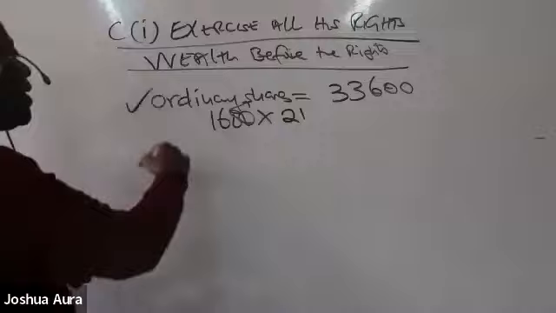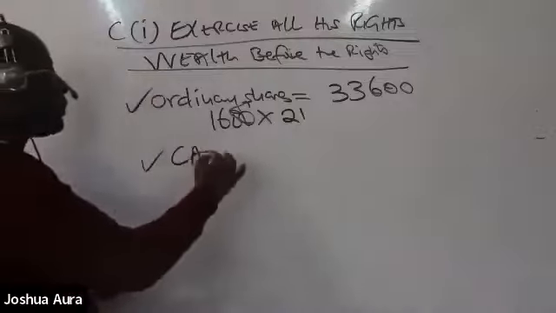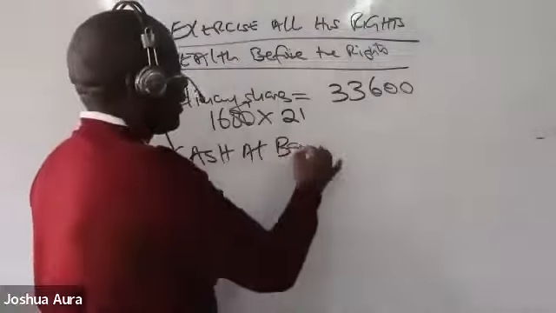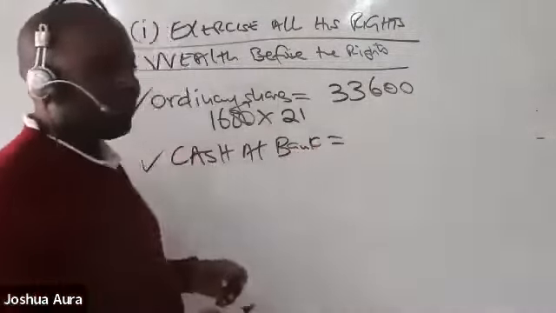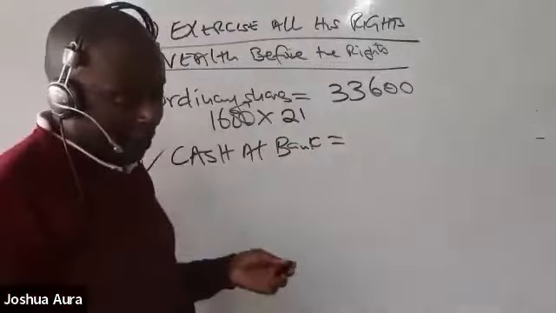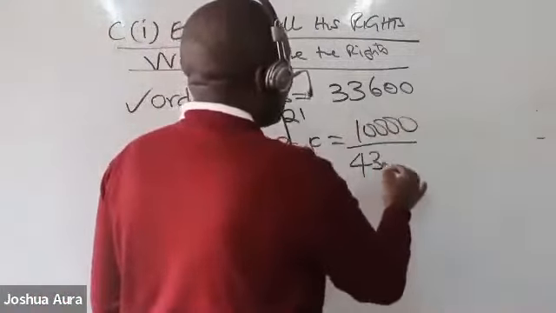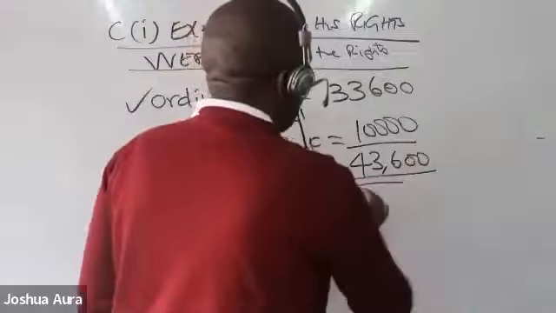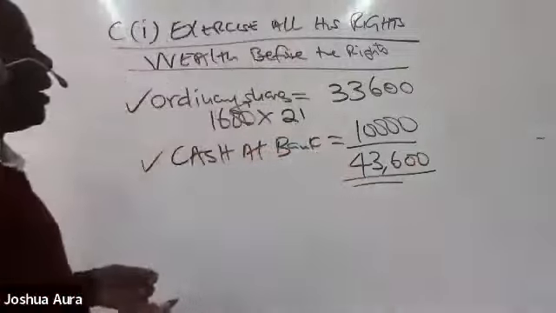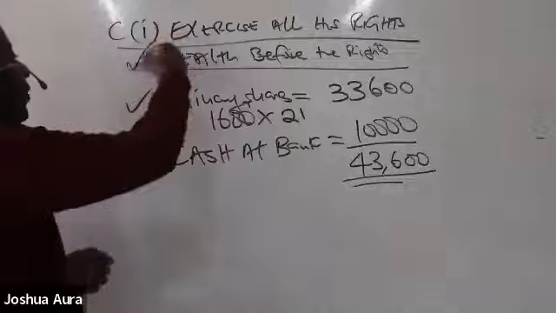So what else does he have? This guy has got some chicken. No, he has some cash at bank. Cash at bank of how much, somebody? 10,000, isn't it? Yes, cash at bank of 10,000. So in this case, his wealth is worth how much here, somebody? 43,600, isn't it? This is the first thing.